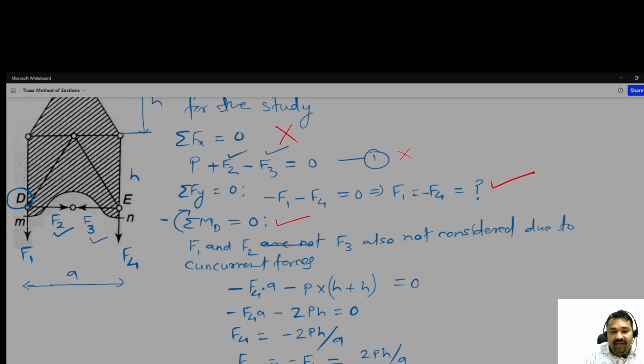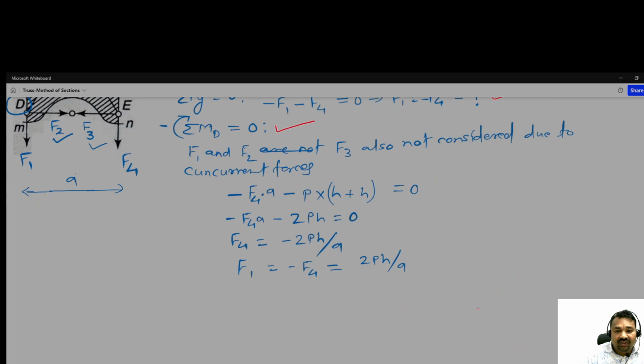It's okay. And the moment about D, if we don't take this summation of Fy is equal to 0, then we can take moment about E, sorry, and then we can get F1. But this one is also good because not more calculations are involved here. So in this way we got F1 and F4, and these were the desired values.